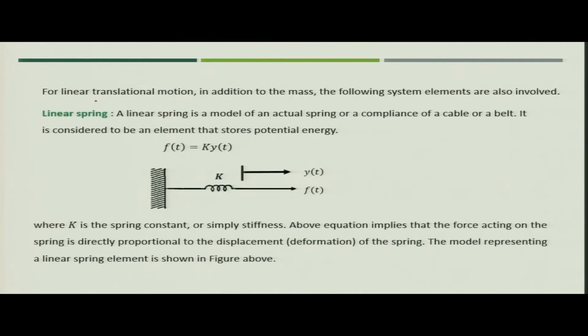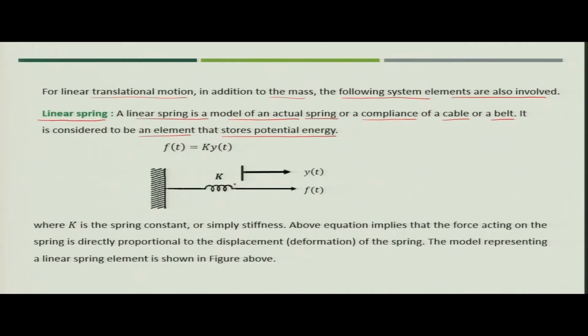Now, for linear translational motion, in addition to the mass, the following system elements are also involved. What are those elements? One is the linear spring. A linear spring is a model of an actual spring or the compliance of a cable or belt. It is considered to be an element that stores potential energy. So, how will we represent it? We will represent F(t) equal to k into y(t).